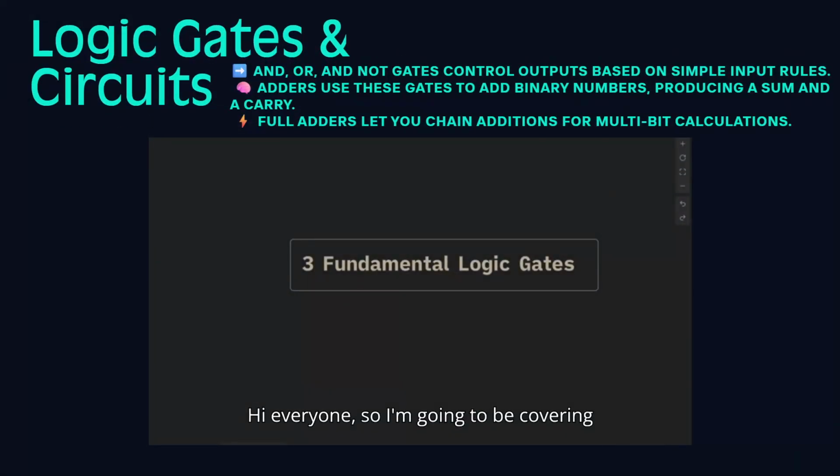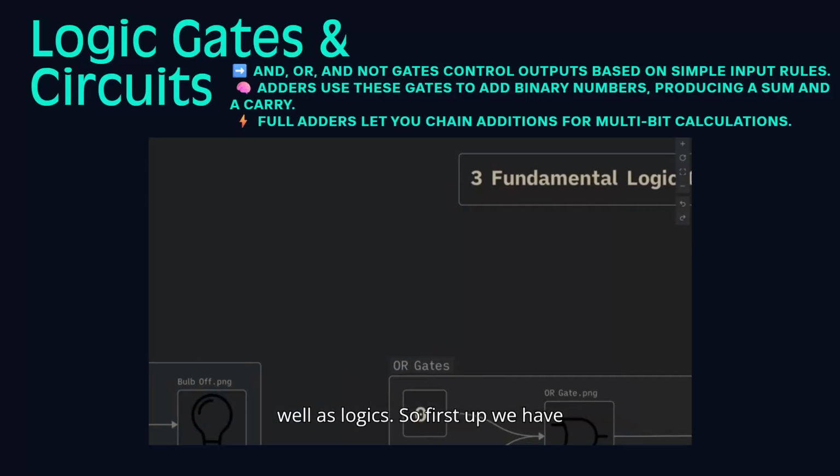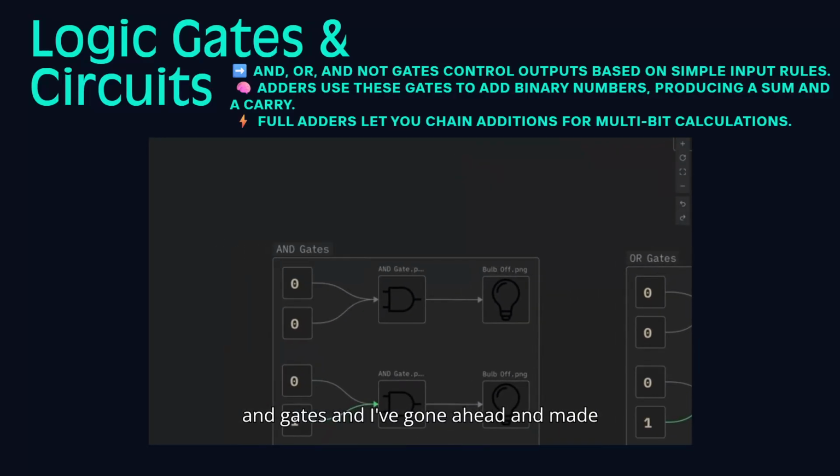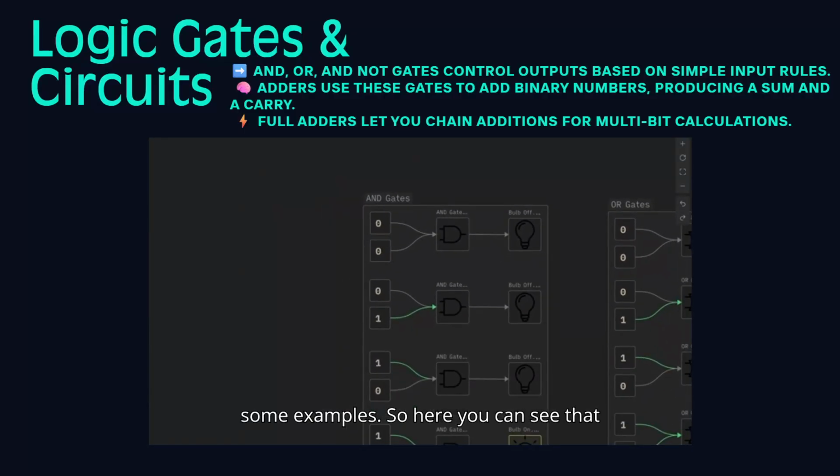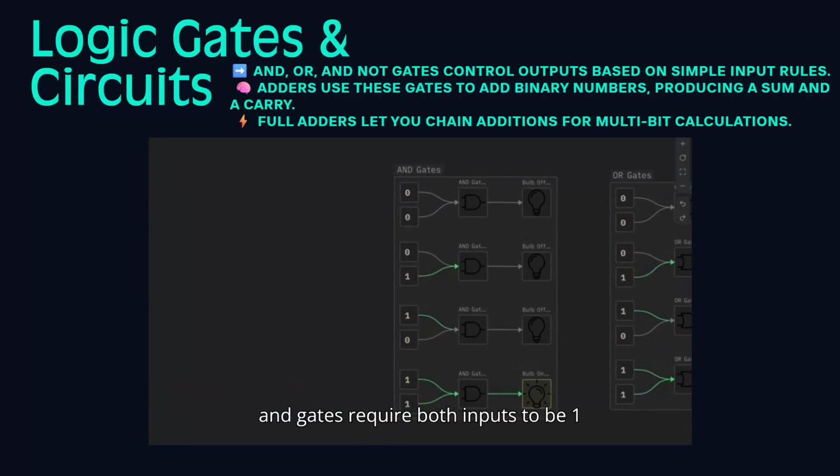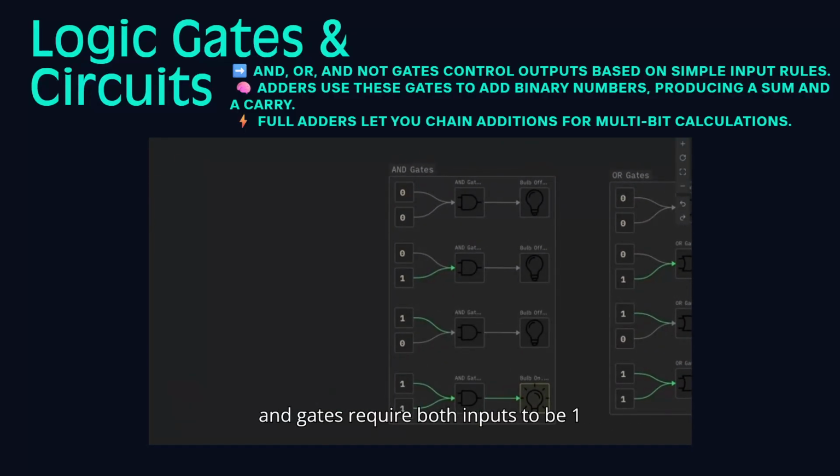So I'm going to be covering the three fundamental logic gates as well as logic. So first up, we have AND gates, and I've gone ahead and made some examples. So here you can see that AND gates require both inputs to be 1 to get an output of 1. So you can see that when we have 0 and 0 as inputs, the output is 0. Same with 1 and 0 or 0 and 1. The only combination that gives us an output of 1 is when both inputs are 1.